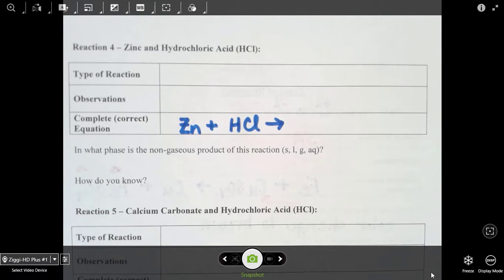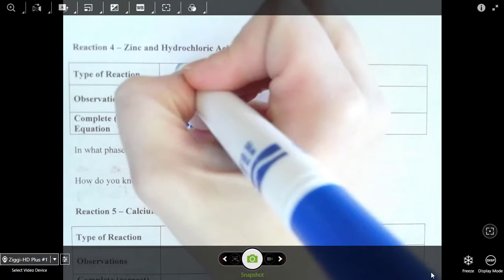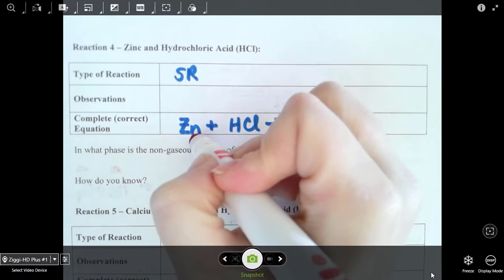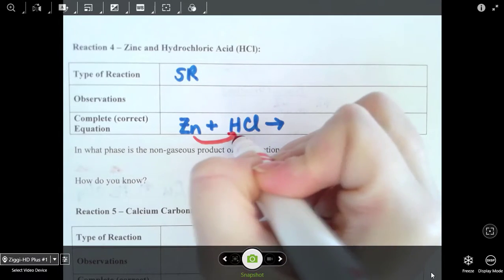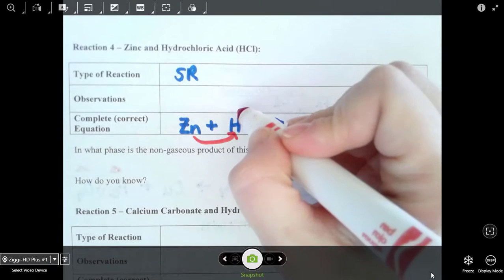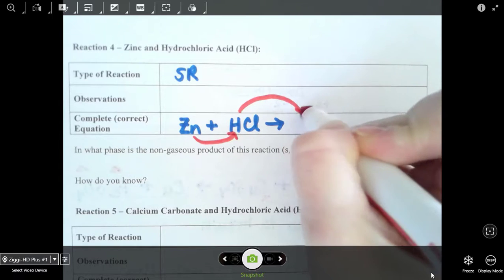How do we know what type of reaction this is? One compound and one element. There's one compound and one element, so what type does it have to be? Single replacement. What happens in a single replacement? The Zn is going to go into the compound and kick something out. How do you decide what gets kicked out? The charges. Zinc's a metal, so is it going to be positive or negative? Positive. That means it's got to kick out the positive thing, which is hydrogen.